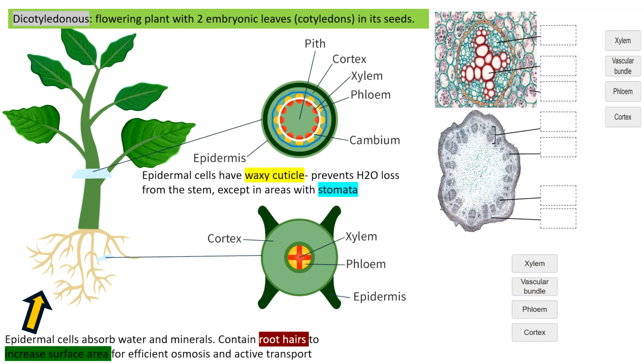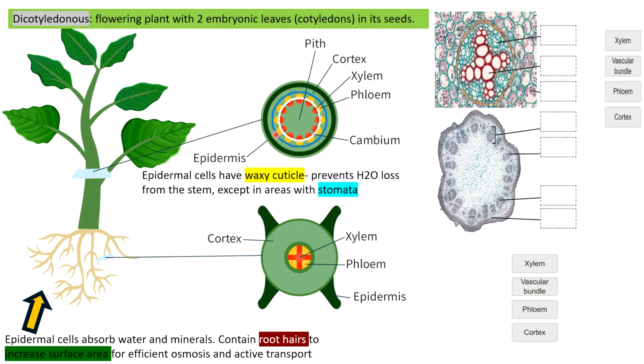A dicotyledonous plant is a flowering plant with two embryonic leaves, also known as cotyledons, in its seeds. Remember, di always stands for two. Okay. Now let's look at the structure of the stem in these plants, because it contains xylem, phloem, and a bunch of other structures that we need to identify on microscopes.